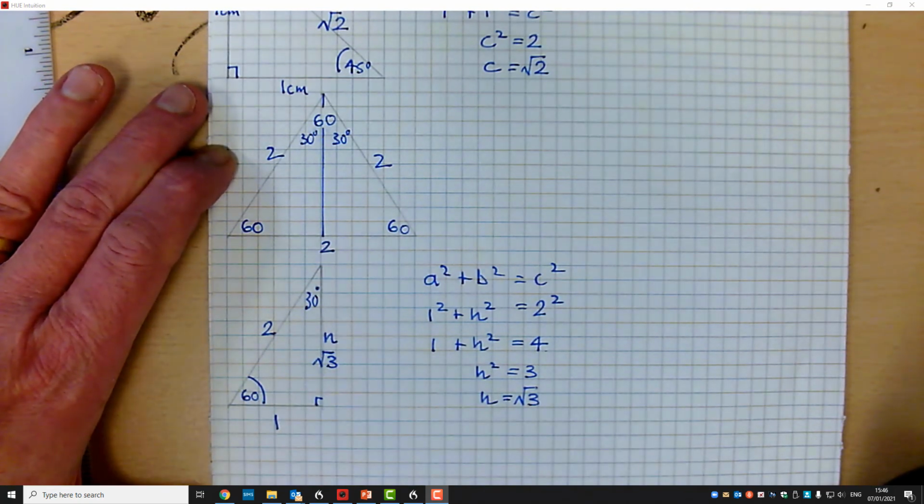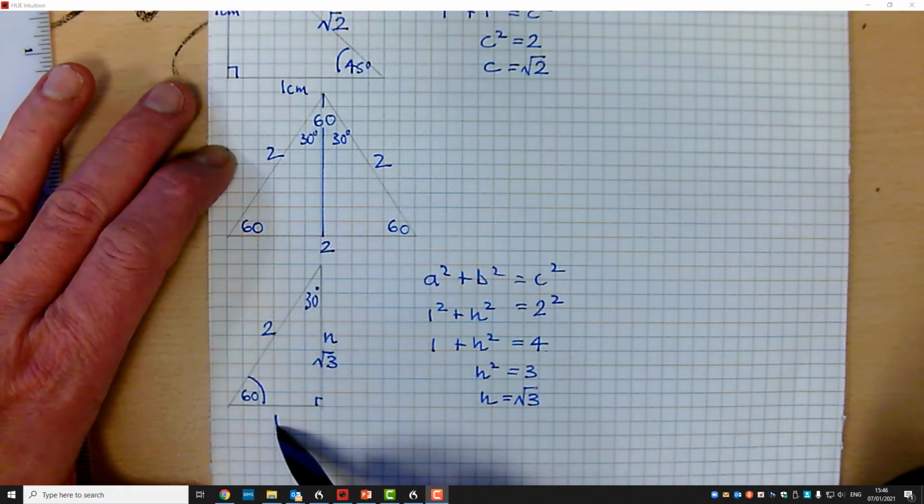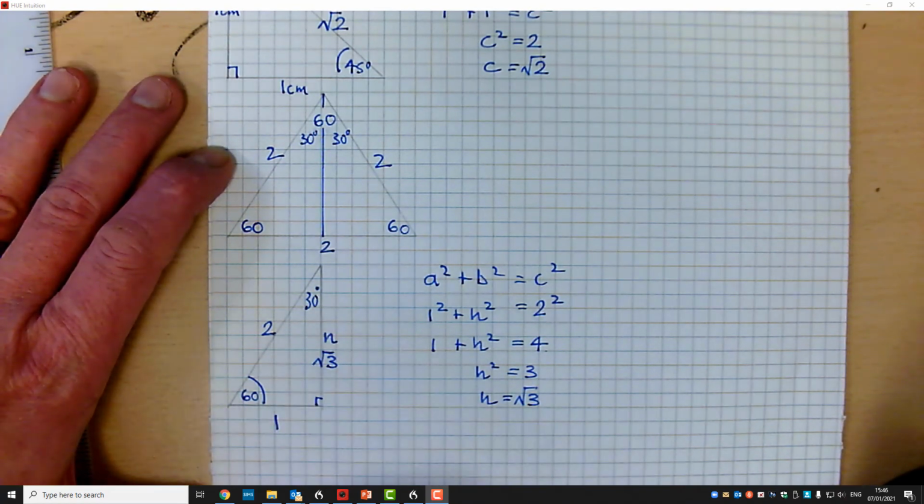So in my second triangle, I've got 60 and 30, and the sides are 1, 2, because they were given to me, and this one would be the square root of 3 because I worked it out.